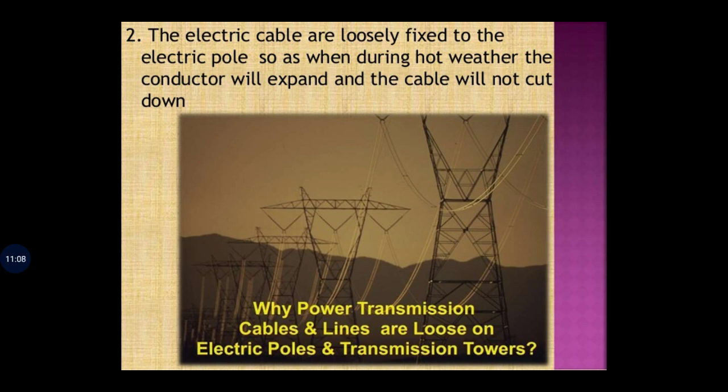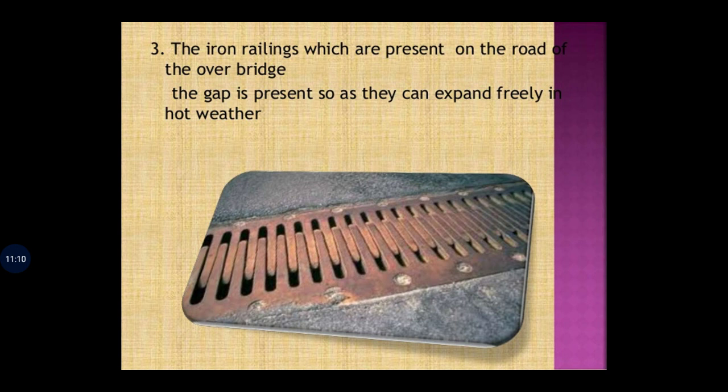The iron railings on the road of an overbridge have a gap so that they can expand freely in hot weather. During hot weather, the iron railings on the overbridge have a gap because during the summer season the solids expand.